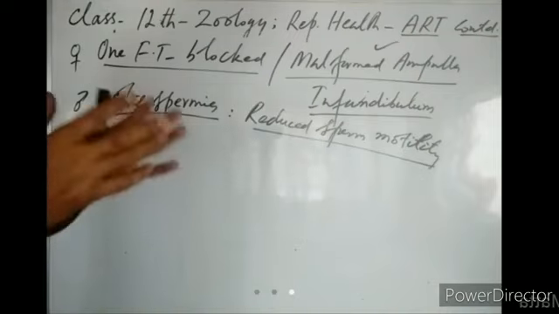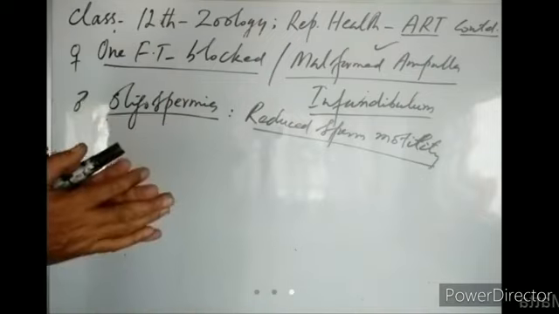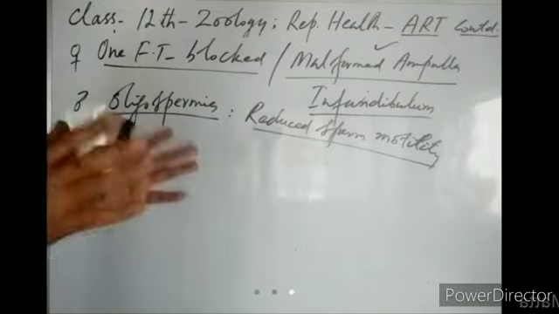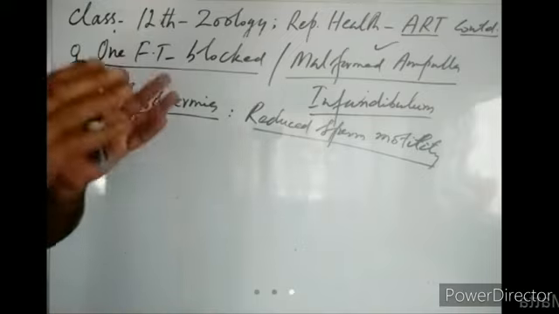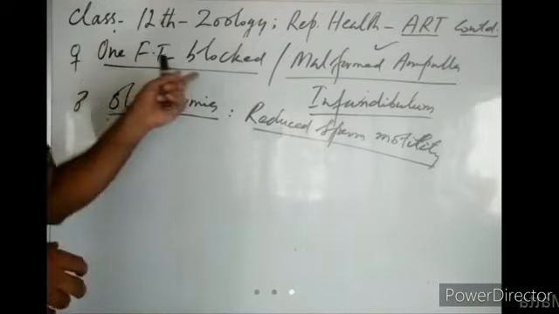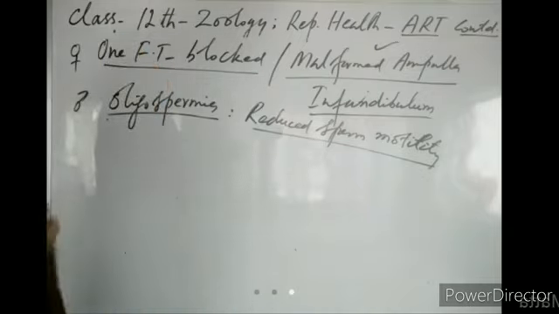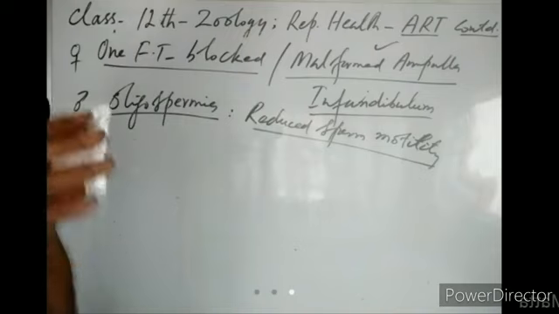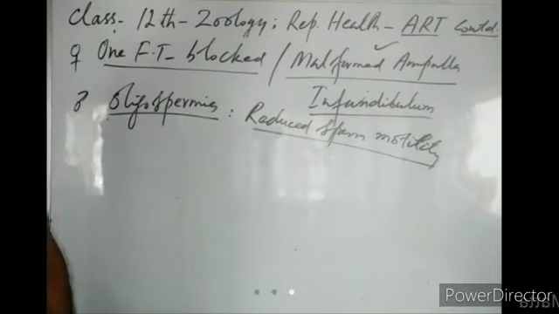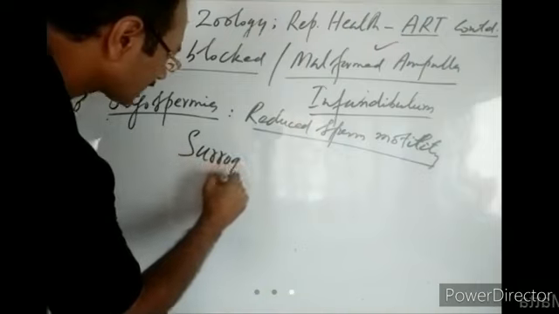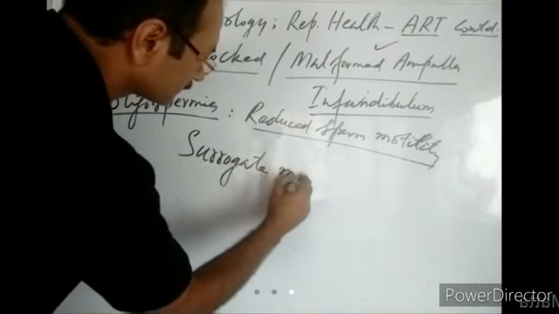Or in some females, the uterus may have fibroids in it. That does not support conception, right? So those females whose uterus is permanently damaged, how can IVF-ET help them? In that case, a surrogate mother may be used.